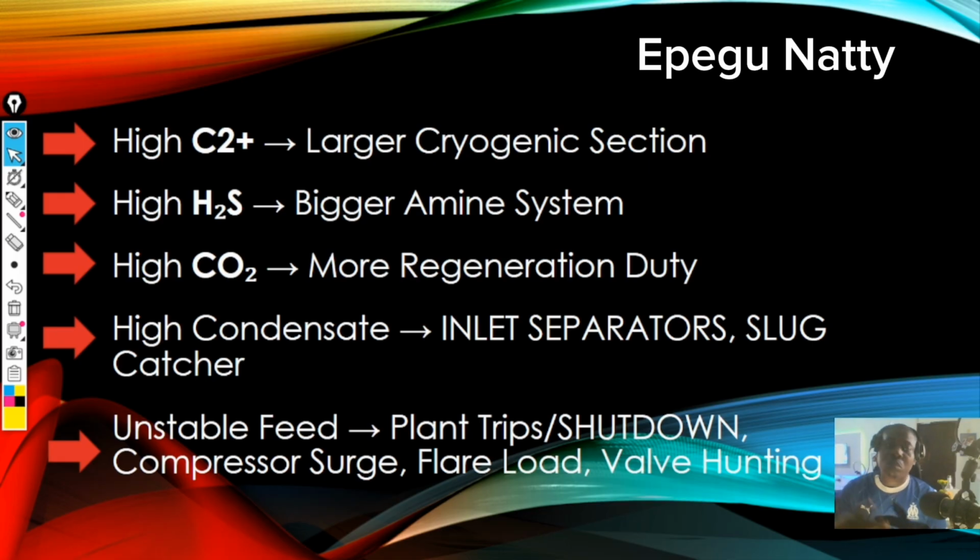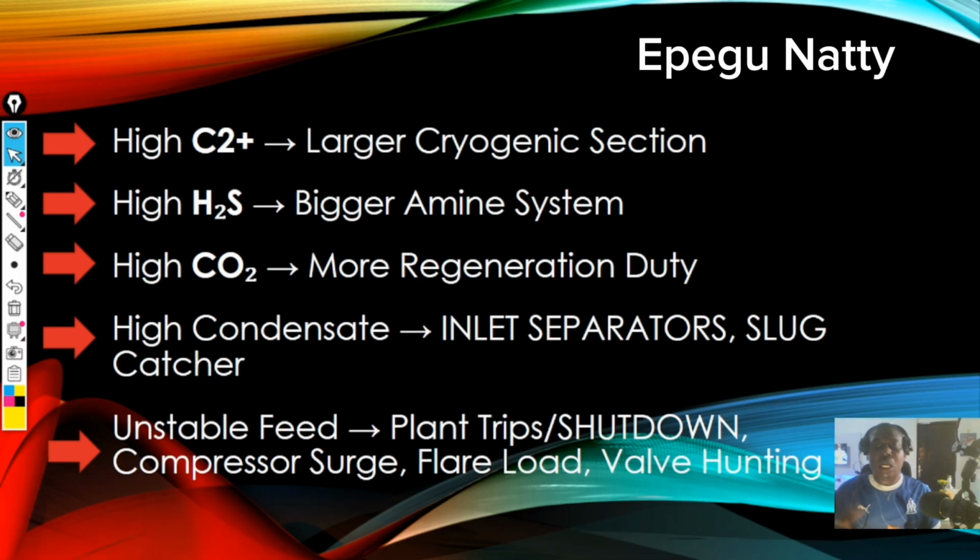The same thing with CO2. With a high amount of CO2 and a high amount of condensates, you're definitely going to need bigger inlet separators, because you don't allow condensates to go to your compressors. You need something to remove a lot of them. And after compressing, when you get to your compressors, you still have condensate coming out, so you still need bigger separators to remove these condensates.